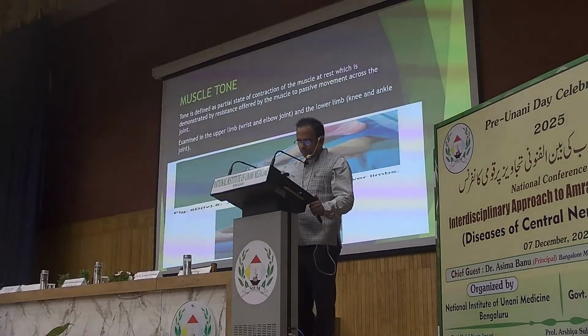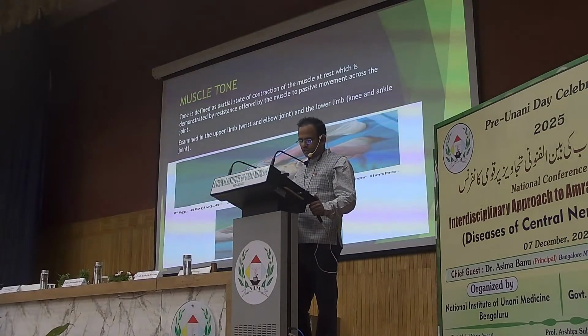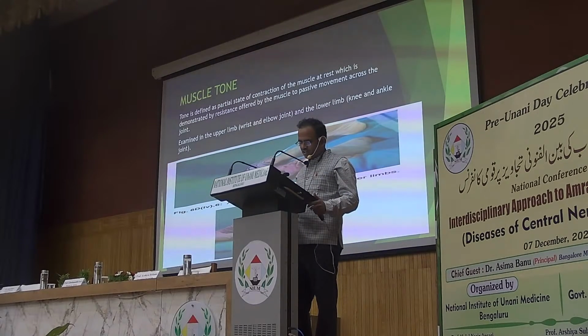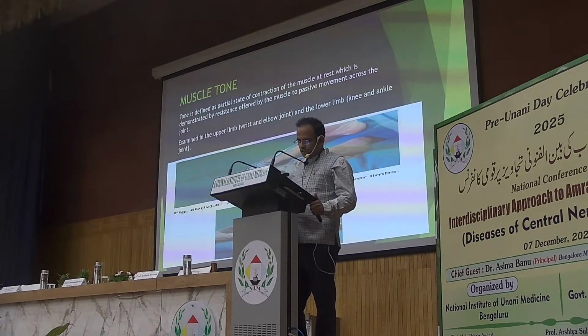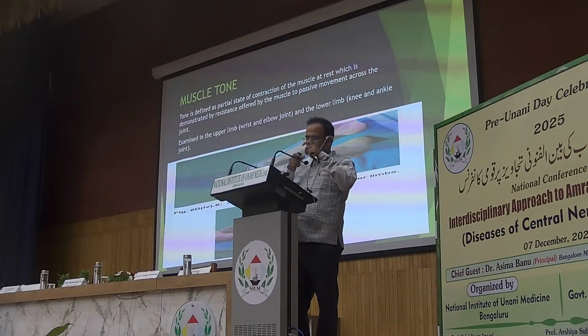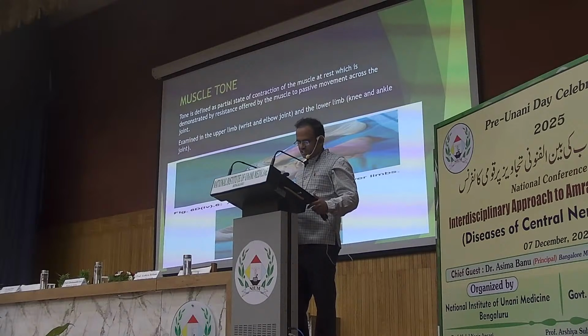Coming to the muscle tone, what is tone? Tone is nothing but the resistance offered on moving a muscle across the joint passively. For example, in the upper limb it is tested at the wrist and elbow joint, and in the lower limb at the knee and ankle. Ask the patient to lie down supine. If you roll the limb like this and feel more resistance, it usually goes in favor of hypertonia. Passively flex around the knee joint. If you feel that resistance is more, it usually goes in favor of hypertonia.